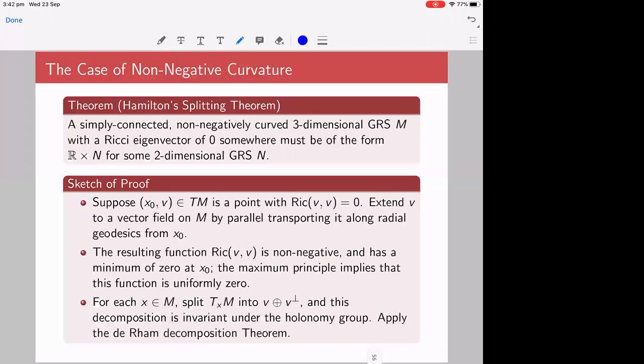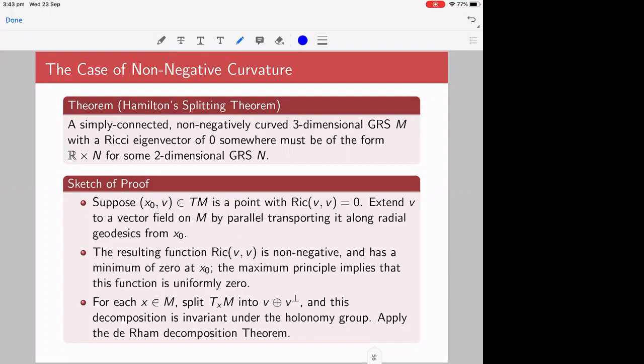What happens now? Well, as far as I can tell, there are 2 ways of doing this. One way is with the de Rham decomposition theorem. You somehow have to split your tangent bundle according to this Ricci null vector, as well as everything that's orthogonal to that. Because this vector was a 0 of the Ricci curvature operator, it turns out that this splitting is invariant under the holonomy group, and so you're able to use the de Rham decomposition theorem.